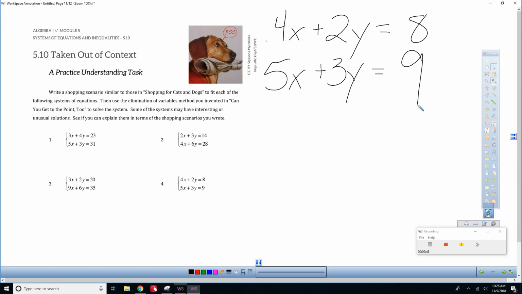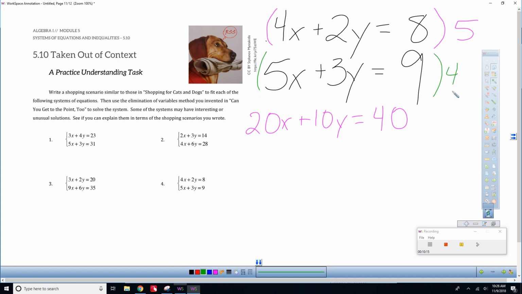Okay. We're going to have to multiply the top and the bottom both on this one, I think. Let's do 5. So you're going to do 5 times the first one, and that's 20x plus 10y equals 40. Bottom one, I'm going to multiply by 4. And that's going to give you 20x plus 12y equals 36. Now I understand why you multiplied them by 5 and 4.